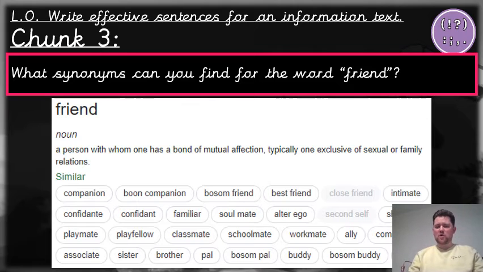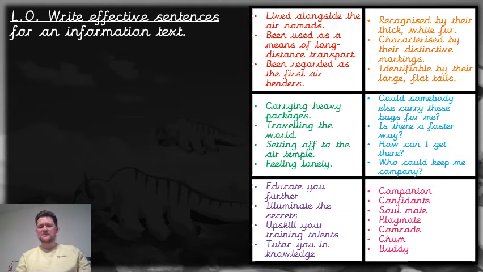Think about which the best ones are. So you're not going to use sister or brother, are you? An associate, that's usually someone you work with, or a workmate. Okay. Once you've got some down, let's have a look at my ideas. So I said companion, confidant, so that's someone you share your secrets with, a soulmate, a playmate, a comrade, a chum, a buddy. So pause the video, write down some of the examples that I've got that you haven't got yet.